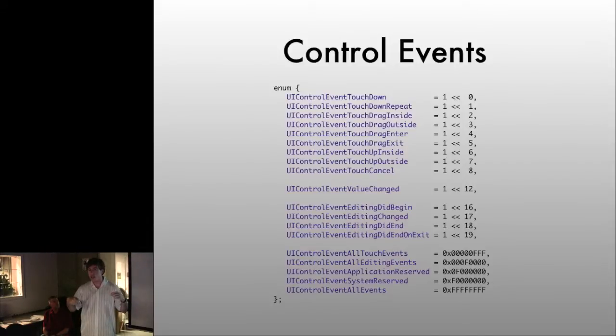There's also an event for when the value changes. So this is useful for sliders. When you slide the slider, its value gets changed. There are others, but I can't think of them off the top of my head. And then there's several for text editing. So you have some text field or some text view. You can begin editing. You can start to change the text.